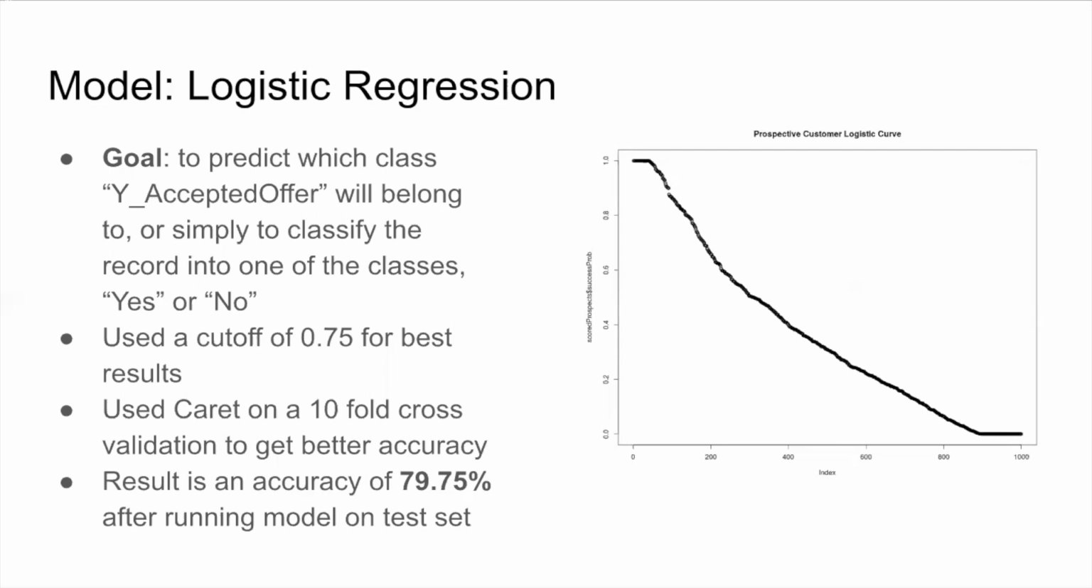I also used caret with 10-fold cross-validation to get a better accuracy. The 10-fold cross-validation is a technique that involves randomly dividing the data set into groups, or folds, of approximately equal size for better accuracy. And in doing so, I resulted in an accuracy of 79.75% after running the model on the test set.